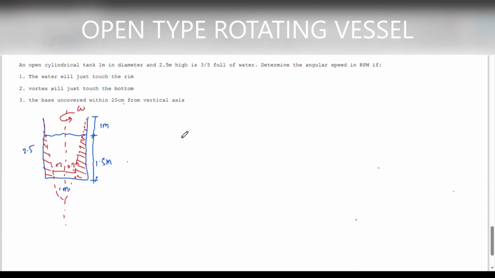So to solve this kind of problem, we actually have to recall our learnings from our past subject. So we have this so-called squared property of parabola. The squared property of parabola states that x sub 1 squared over y will be equal to x sub 2 squared over y.